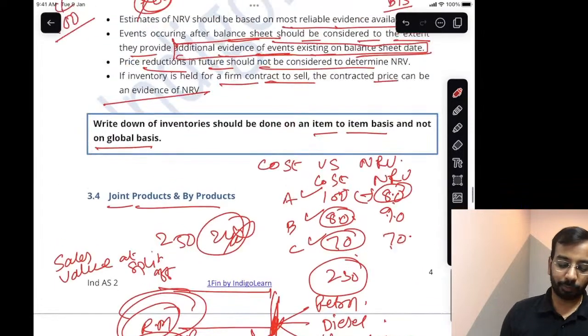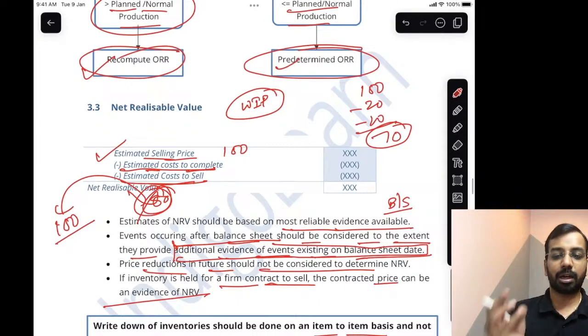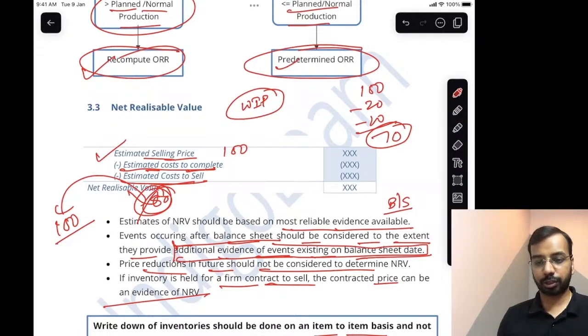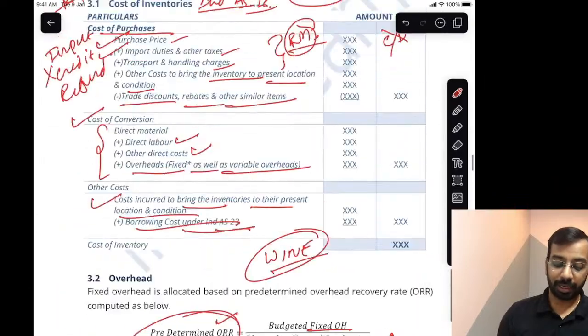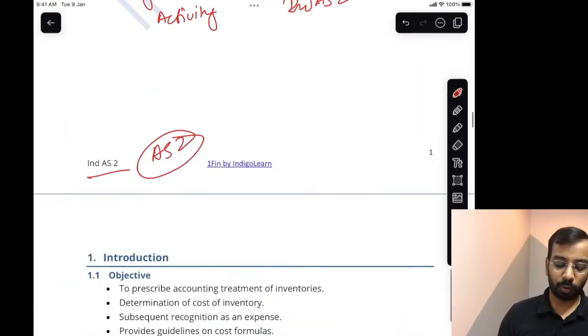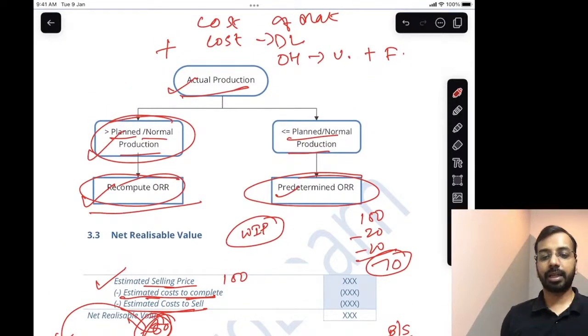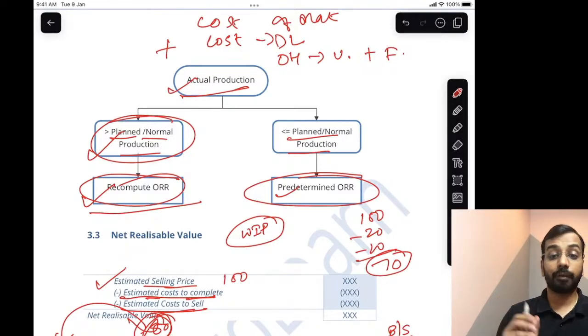Right. Now, so far what we have understood, inventory is measured at lower of cost and net realizable value. Be very careful in the examination to calculate the cost and net realizable value. Though it appears to be a simple question, a lot of students make mistakes in the examination. Somewhere they will miss direct material, somewhere they will miss direct labor, fixed overhead recovery rate, especially when the actual production is more than the plant production. This part, when actual production is greater than the plant production, you have to recompute the overhead recovery rate. So that aspect also you have to keep in mind.